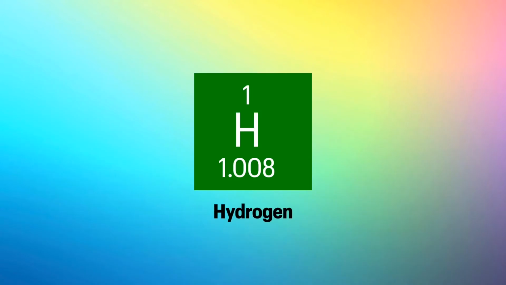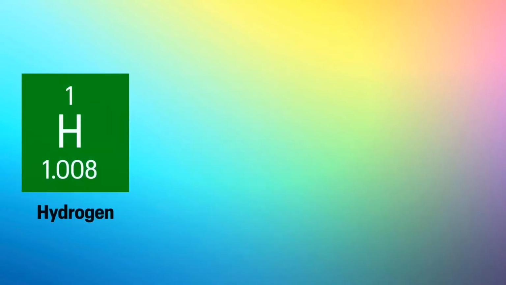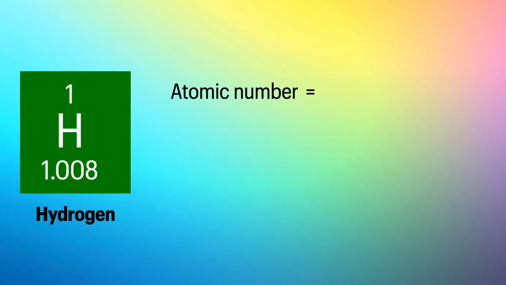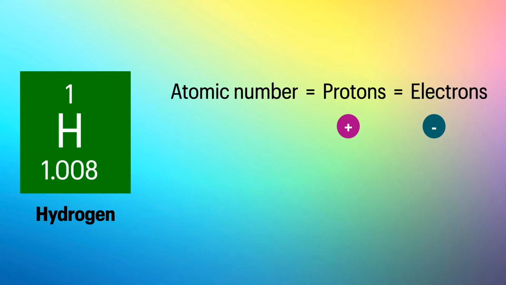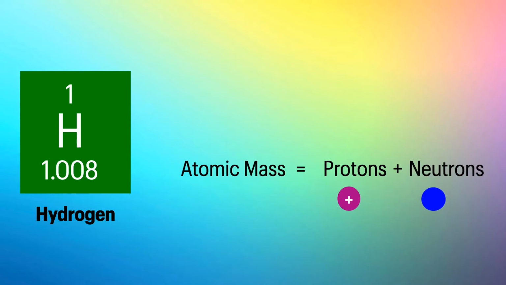For example, hydrogen. Its atomic number is 1 and its atomic mass is 1.008. The atomic number represents the number of protons in its nucleus, and we know that the number of protons is equal to the number of electrons in a neutral atom, as an atom is electrically neutral, that is, it has no charge. The atomic mass in an atom is equal to the sum of protons and neutrons present in the nucleus of that atom.